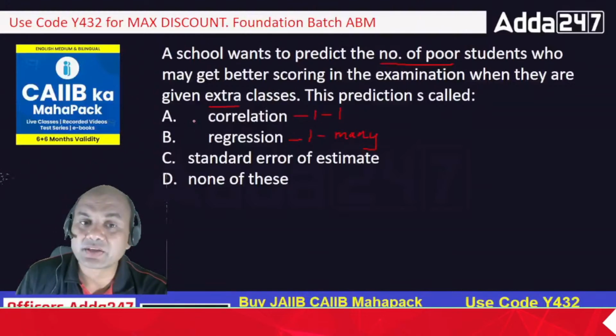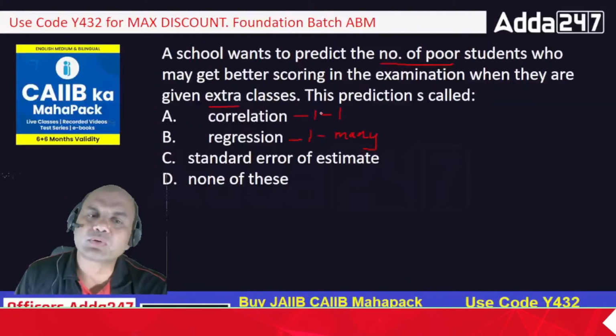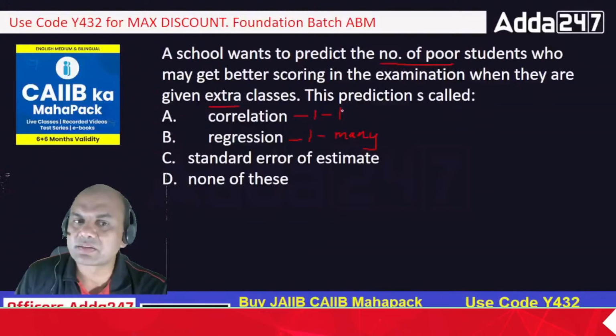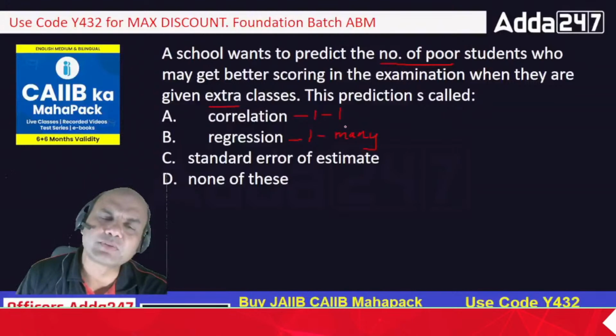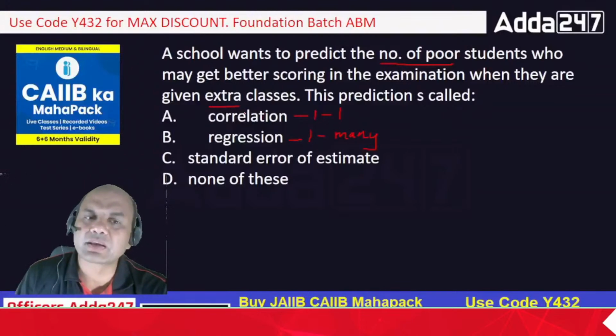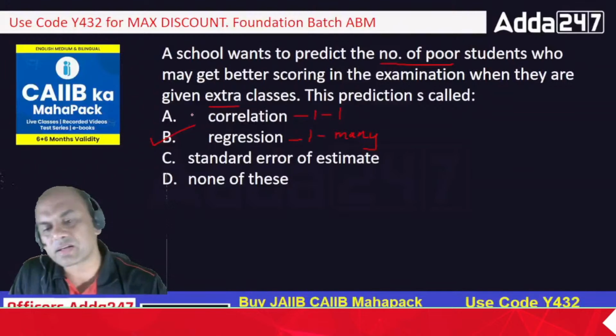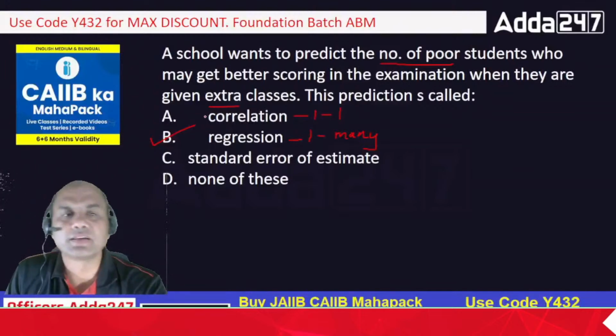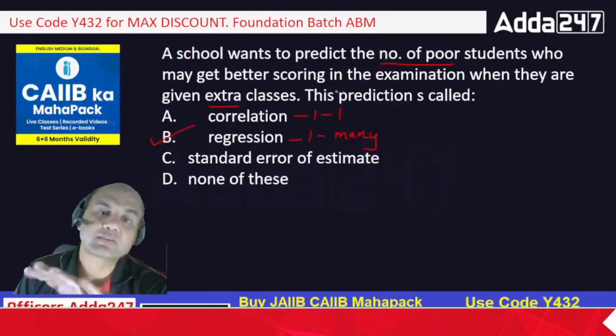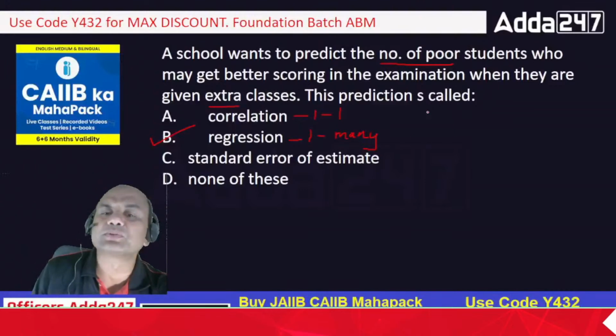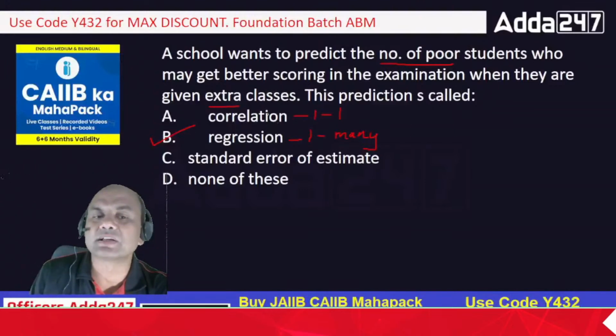Now answer. And remember this, whatever I have told you, correlation is always 1:1, regression is always 1:many. So in this way you can definitely find out in any numerical whether you have to answer for correlation or whether you have to answer for regression. So the answer is B, right? Regression. Clear?